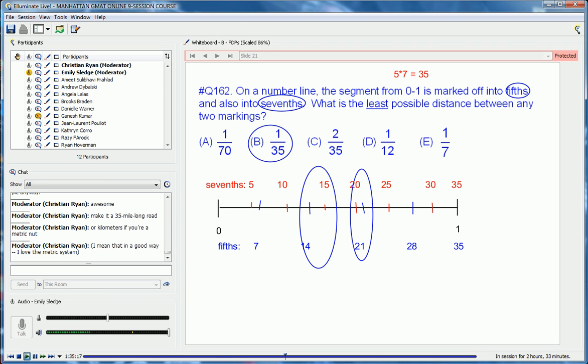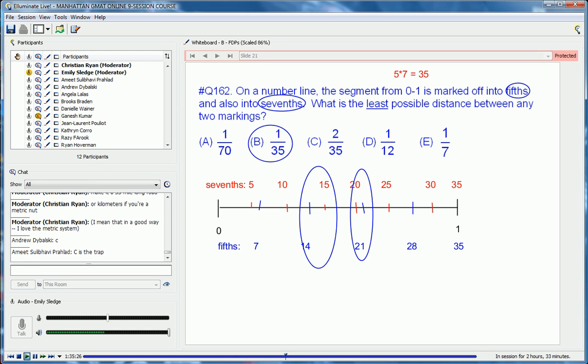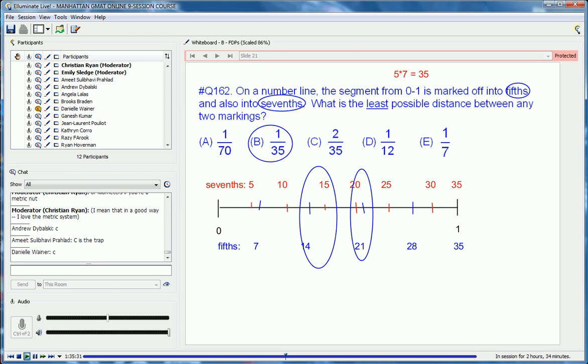So what's the trap answer here? I haven't shown you your choices. Type it in if you see what the trap is. Andrew, you're saying C. So, Amit, why is C the trap? It's very easy to subtract 1/7 from 1/5, and we have that answer over there. That's what I did in the first attempt, and then I got the correct answer in the second attempt.